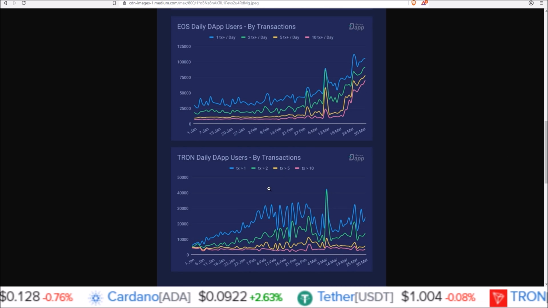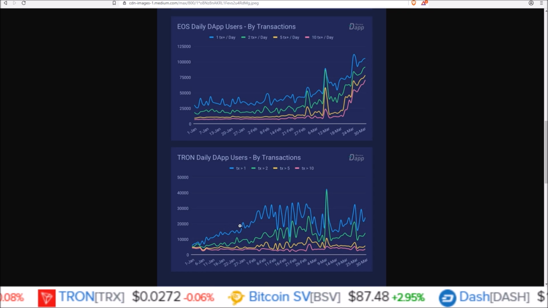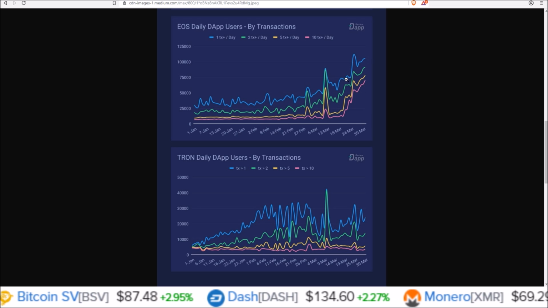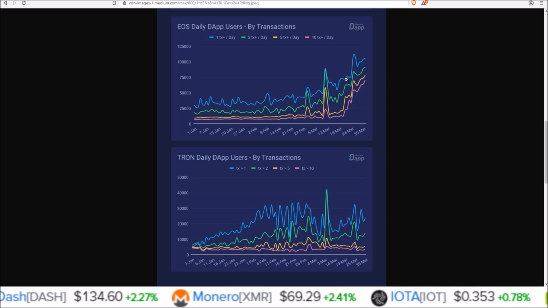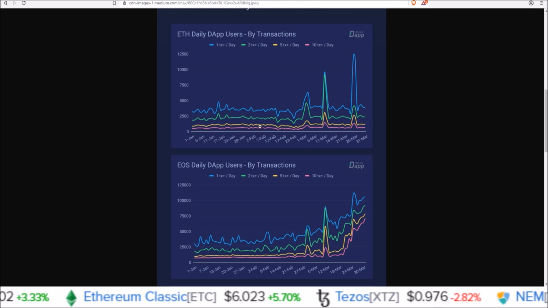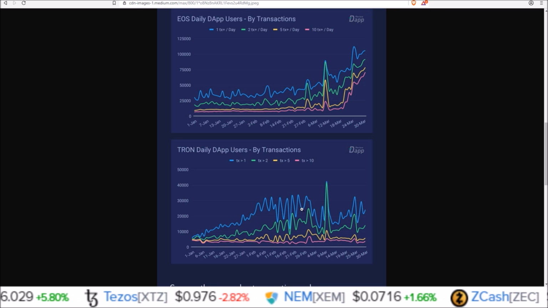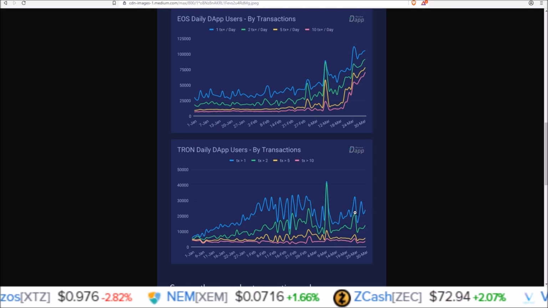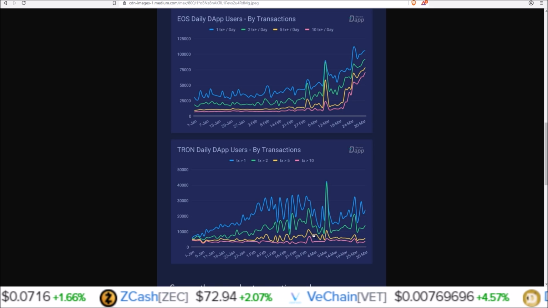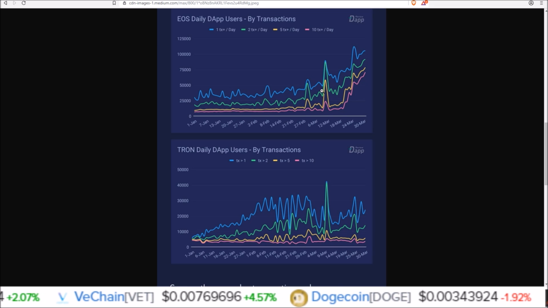Now Tron did a heck of a lot better than ETH. The lines plotted here for Tron aren't as flat as we see with Ethereum, but they are definitely flatter than what we see with EOS. It's so clear what platform is really taking off, and that's EOS. With Ethereum, all the lines are flat. With Tron, you have the one transaction and two transaction lines in blue and green seeing a significant uptick, but nothing like EOS, and the number of active users sending more than 5 or more than 10 transactions is flat, just like Ethereum. With EOS, it's a completely different story.